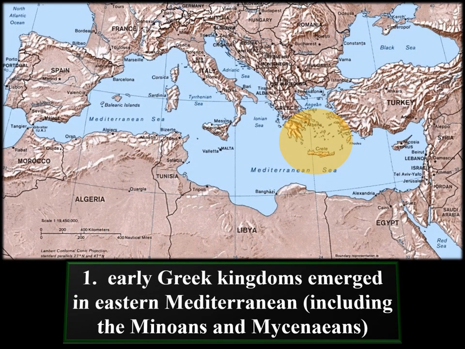The early Greek kingdoms emerged in the eastern Mediterranean, including the Minoans and the Mycenaeans. If you look here on this map, you see the area we're talking about in the yellow circle. Those are the earliest Greek civilizations: the Minoans located on the island of Crete, and the Mycenaeans located on the mainland of Greece.